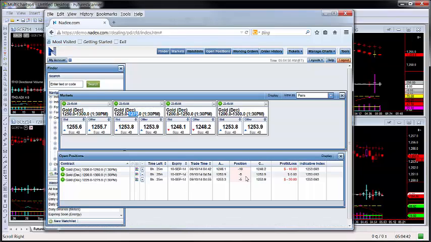I am showing a simulator, not a live account. You have 10 positions and you entered at 1248. You have 5 positions at 1253.9. And then you have another 5 positions at 1253.3. So that's actually 3 different trade positions, and each one of them was based on the same setup, in that gold is expected to go down.